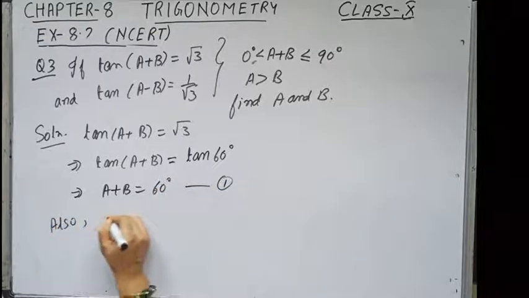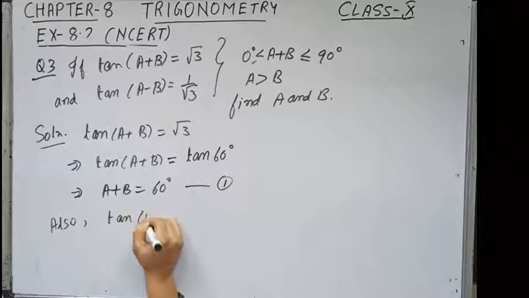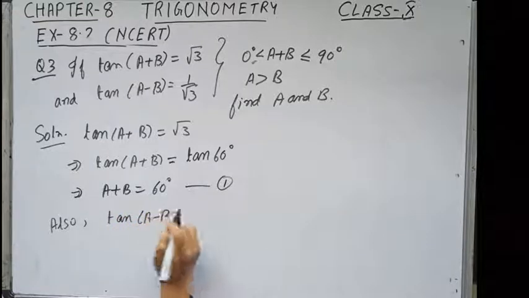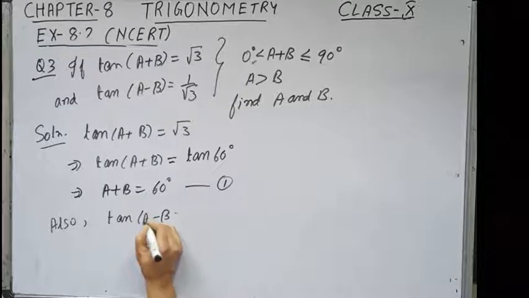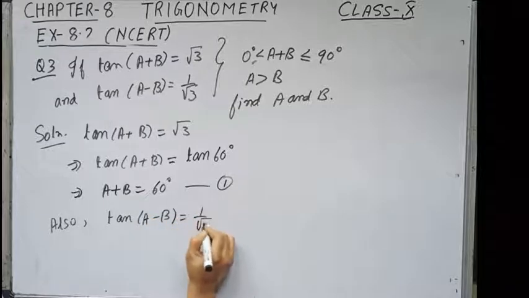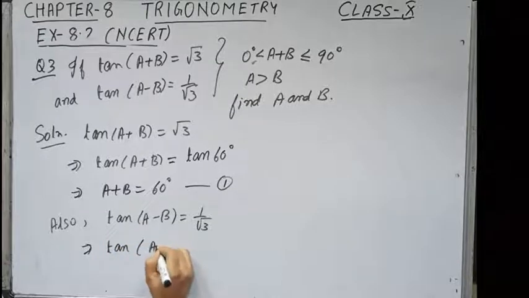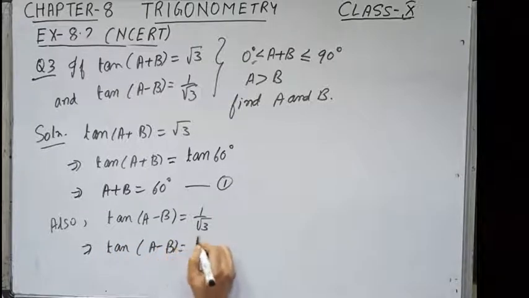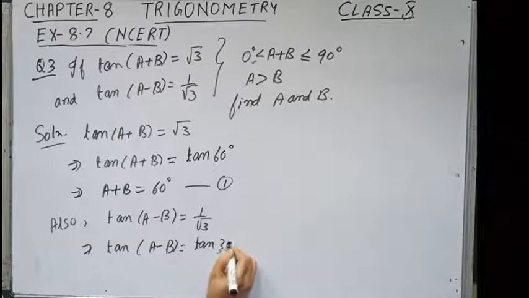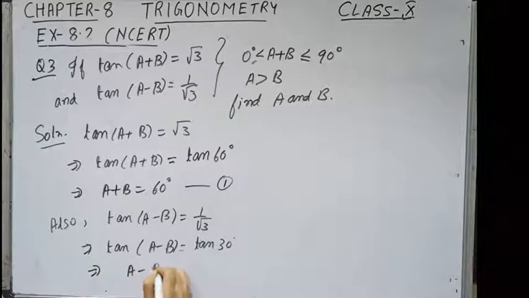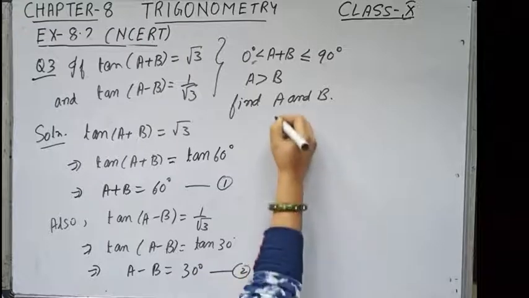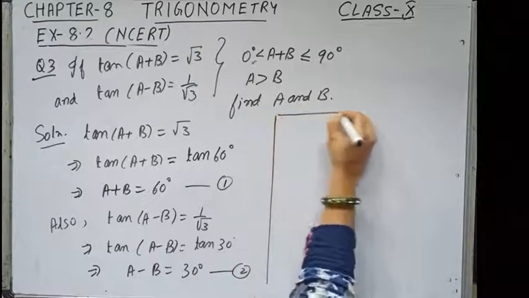Also tan of a minus b equals to 1 by root 3. Now 1 by root 3 in tan is given by tan of 30 degree. So we got over here the tan same, so we can equate the angle. So this implies a minus b equals to 30 degree. Let us make it equation number 2.